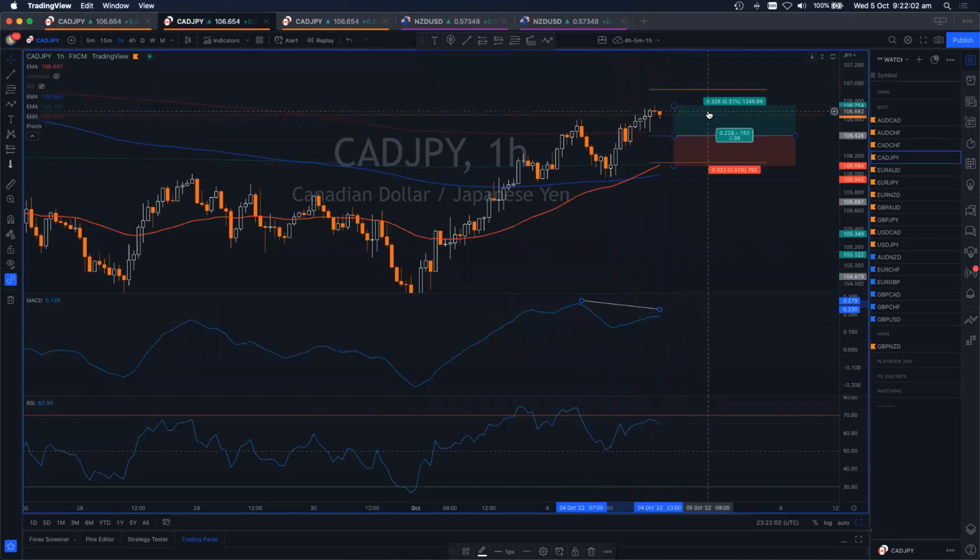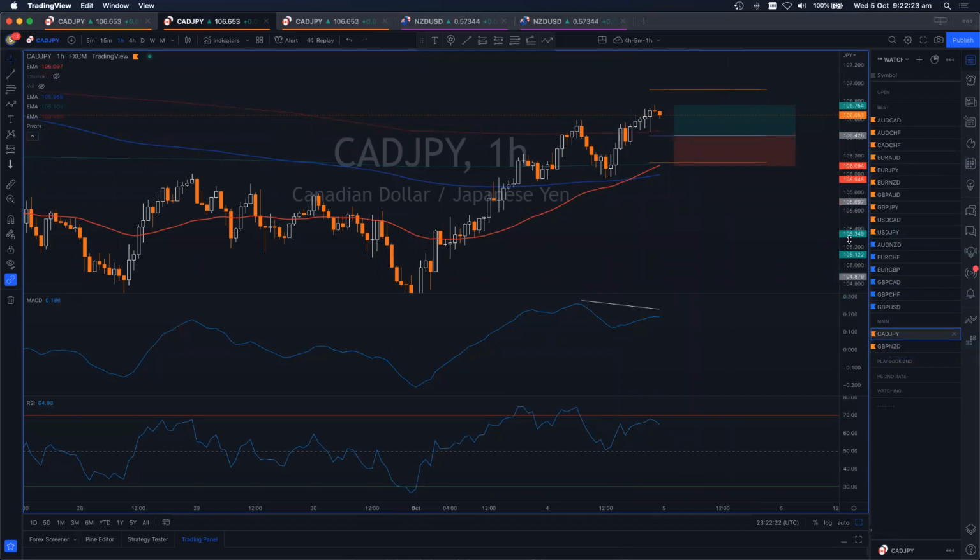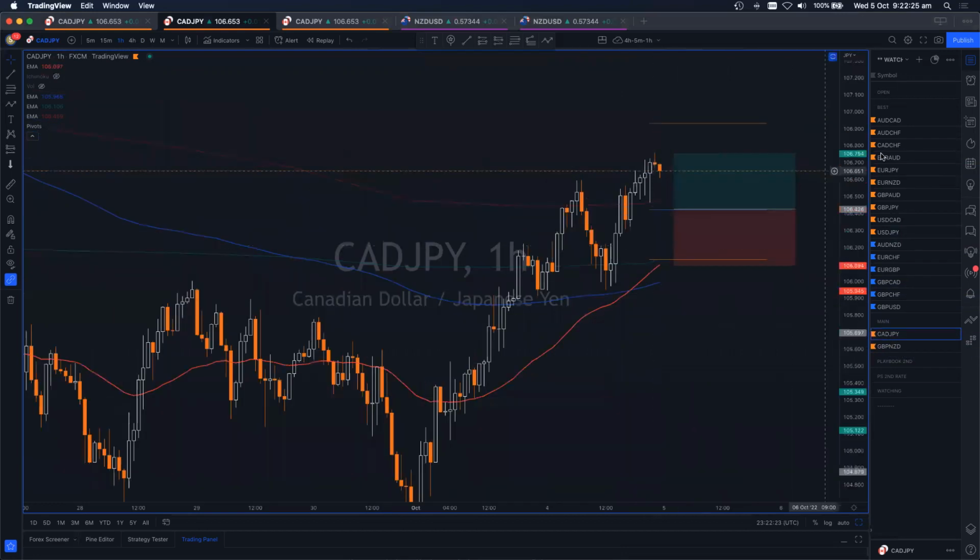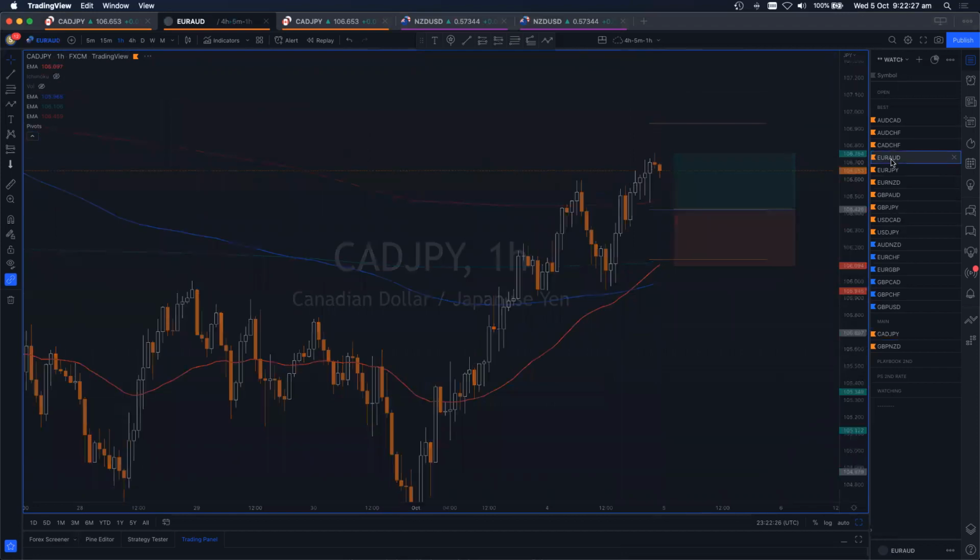It still may play out the pip snatcher, but I wouldn't take that personally. I will demote that one because of this divergence. There's a good chance it'll come down and give us a lower high, which will obviously mean you won't hit your profit target. So I'll demote that one. Okay, let's get yen. So next one will be Euro Aussie.